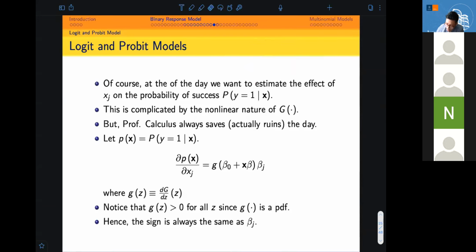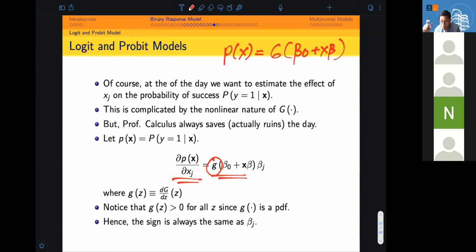Again, as you know, we have p of x, and p of x is a CDF function of beta 0 plus x beta. Then you want to take the partial effect of the response probability with respect to a particular explanatory variable xj. The first thing you do is take the first derivative of p of x with respect to the CDF function. The first derivative of a CDF function is a PDF function. The PDF here is denoted with little g, so big G is for the cumulative distribution function and little g is for the probability density function.